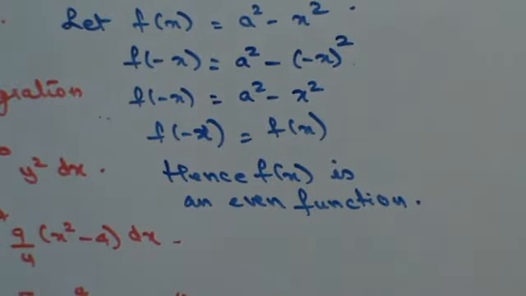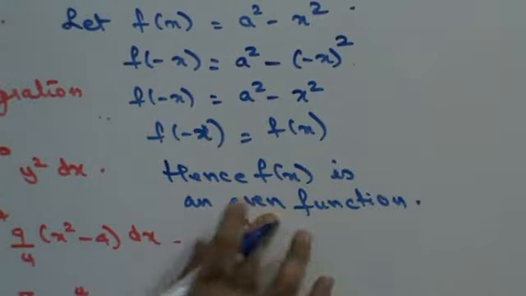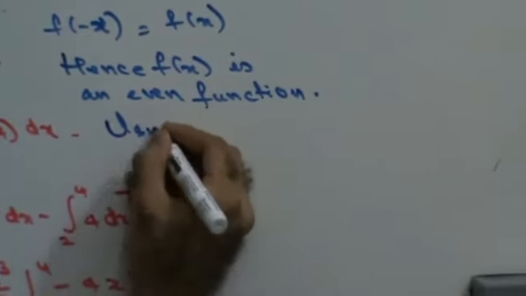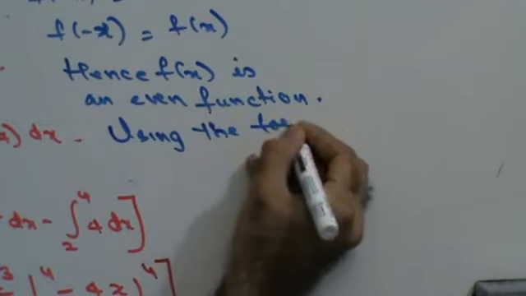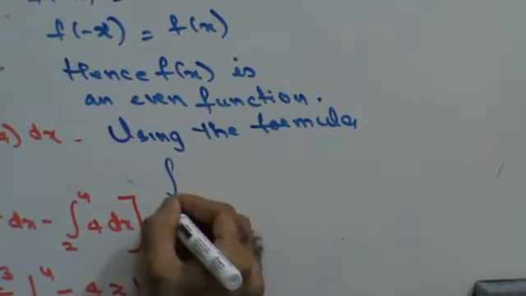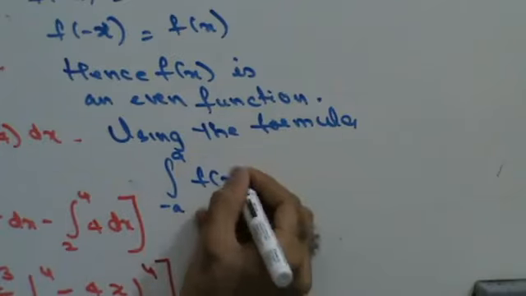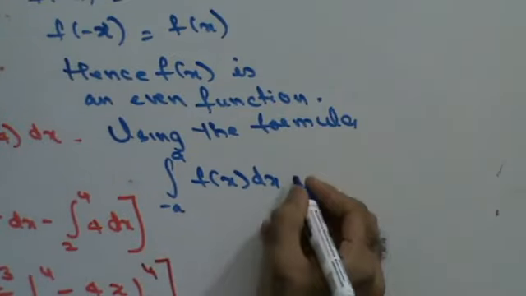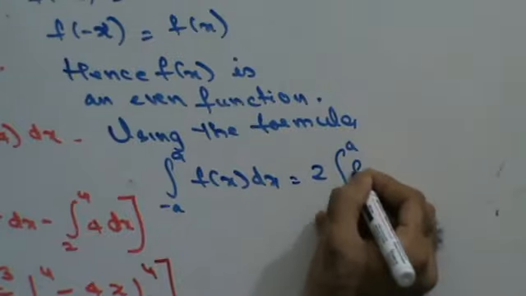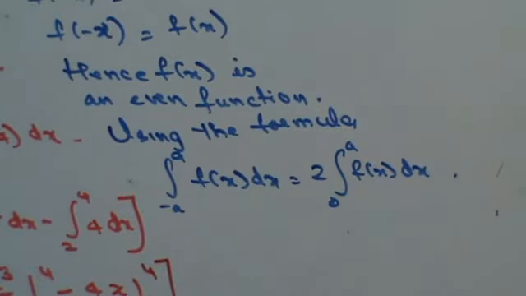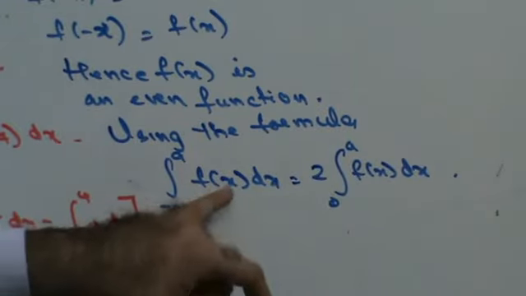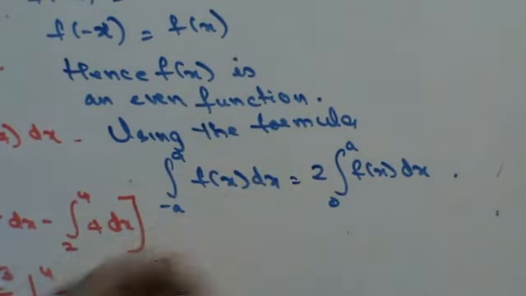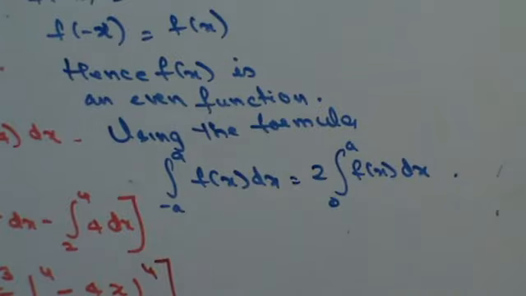If f of x is an even function, we have a formula in definite integrals. If you remember that, integral of minus a to a, f of x dx is nothing but twice the integral of 0 to a, f of x dx, if the function is even. So in that case, let's continue with the sum now.